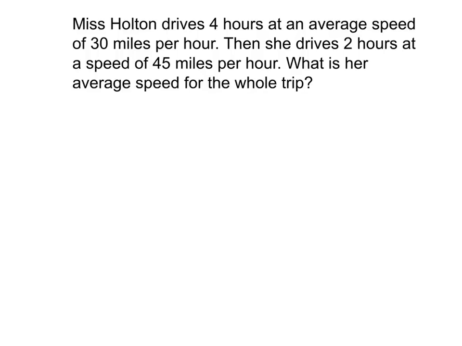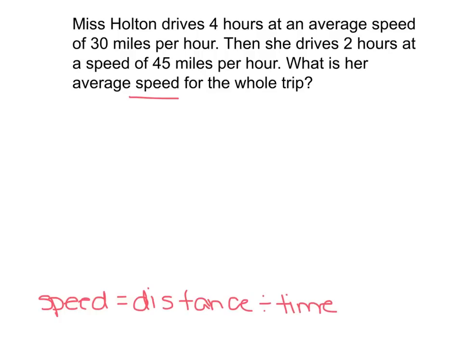So again, we're looking at speed. So we know we're going to be using the formula speed equals distance divided by time. Now again, this one's looking for the average speed for the whole trip. So that means we need to find the total distance and divide it by the total time.